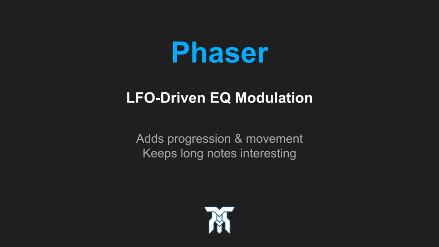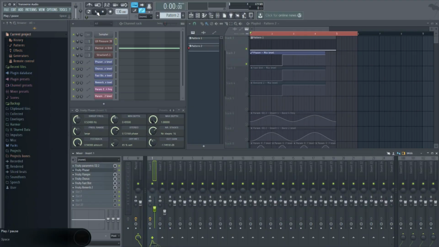Using a phaser effect can help create a dynamic progression for your drones or longer sounds, and even shorter sounds too. For an example, this is what a phaser can do to a constant note.